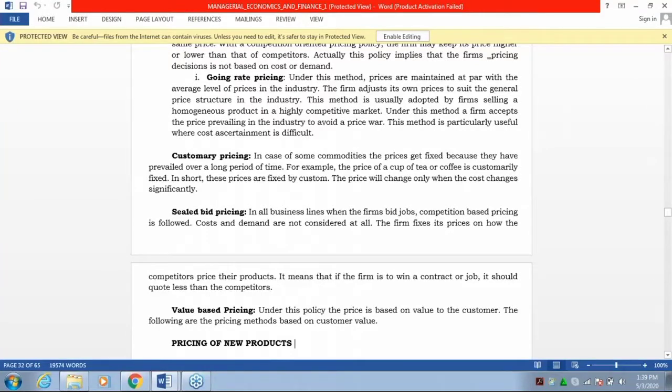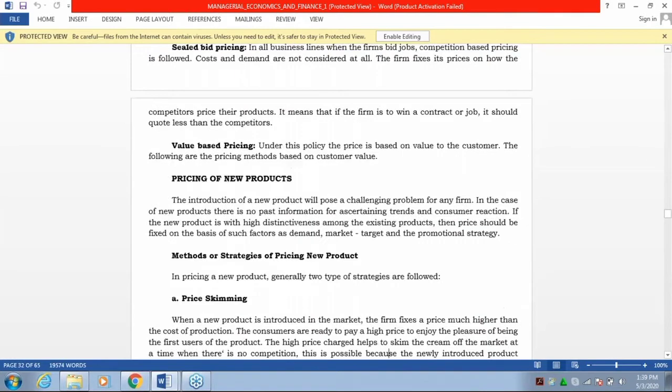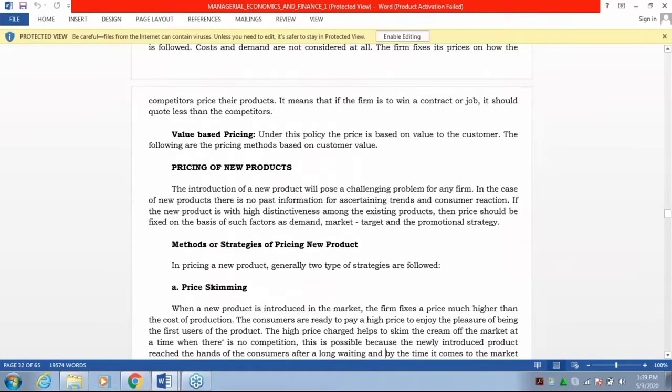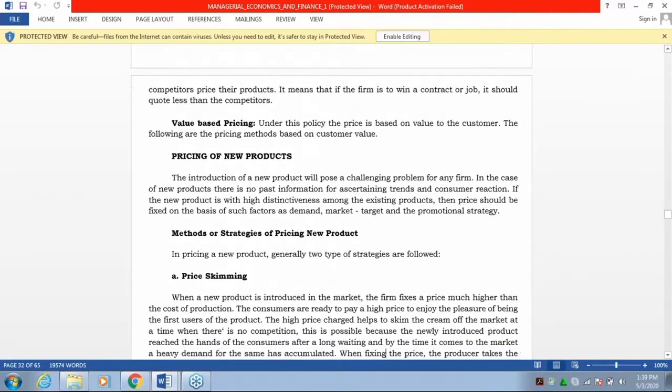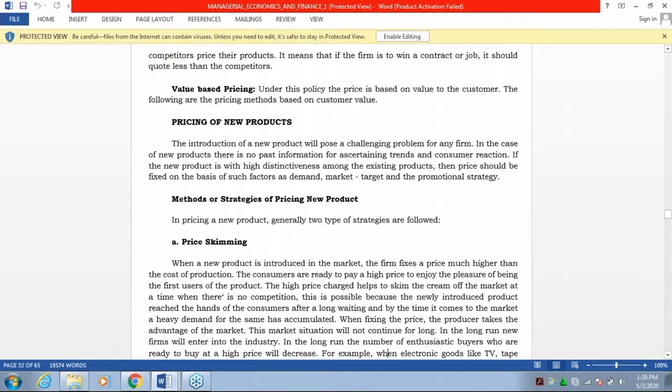Now, I want to give you the assignment. Let me quickly give you this assignment. What are the methods or strategies of pricing a new product? Discuss the methods or strategies of pricing new products in the business arena. Then assignment number 2: what are those procedures that have to be considered for price determination?